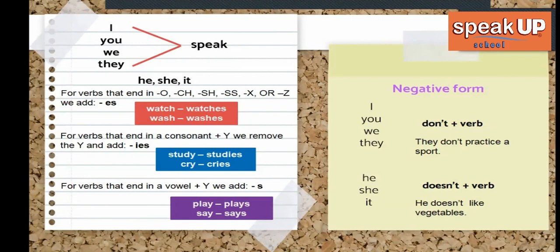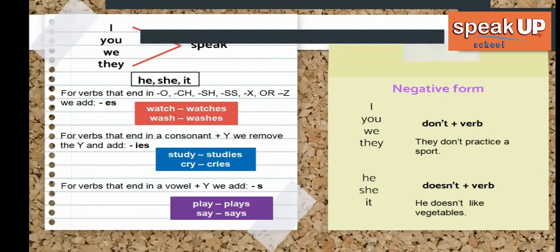So these are the rules, so you can know how to add the letter S. When you have a verb that ends in O, CH, SH, double S, X, or Z, you are going to add ES. Instead of watch, since it ends with CH, you don't only add S, you also add the letter E. And now it is watches. He watches. She watches. It watches. The same with wash. Wash, washes.